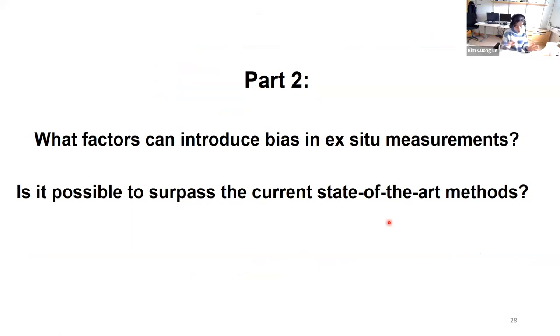So a lot of scientists use ex-situ measurement. Ex-situ means that we deposit the sample on the filter and then we perform the measurement on that filter at ambient condition. The question is, what factor can introduce bias in ex-situ measurement? And how can we overcome that?